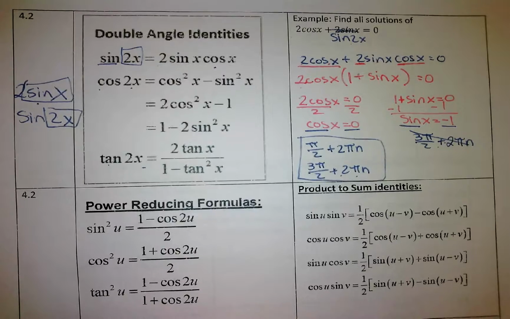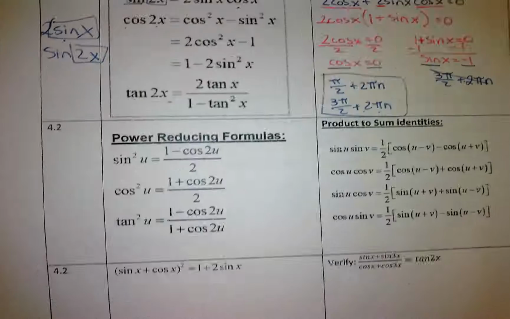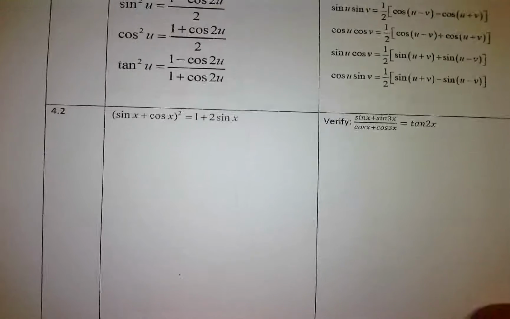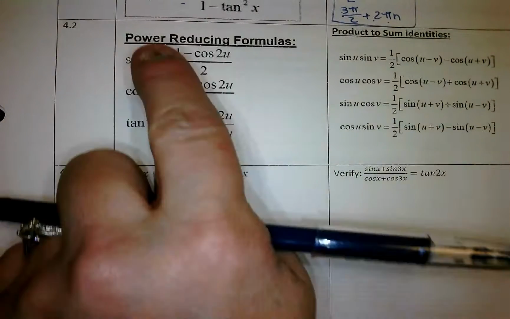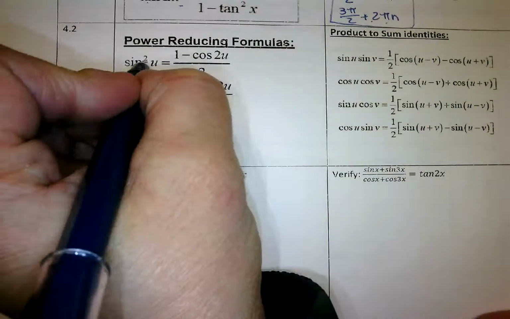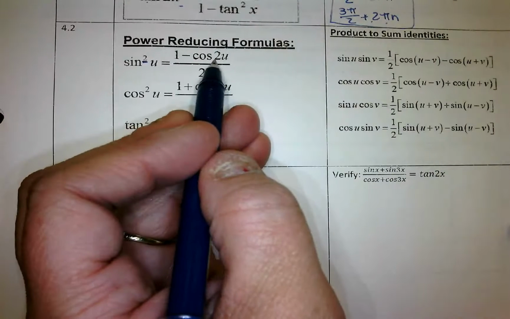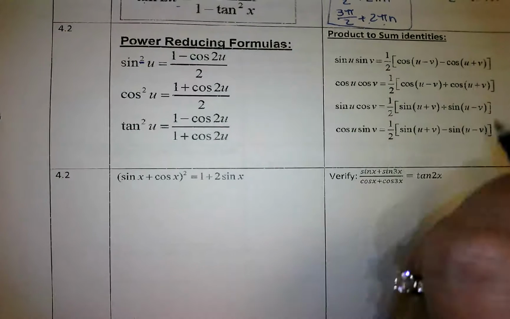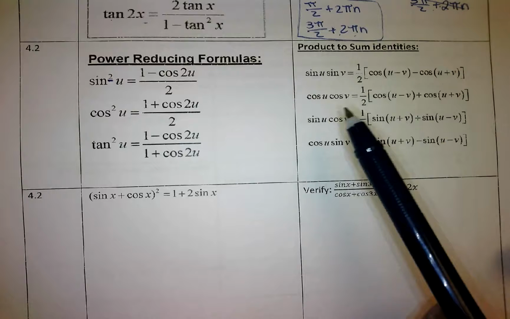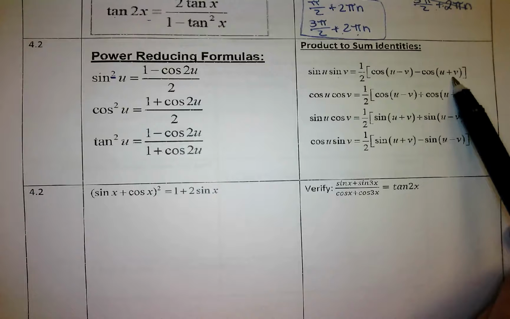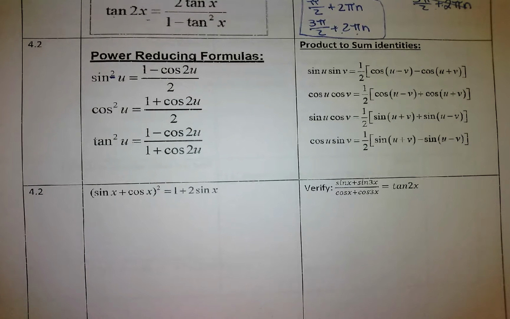So we have just a couple more things to do for 4.2. This is our power reducing formula. All this does is make it go from a squared, a power, an exponent, to being non-exponential. And then we have our product to sum identity. What this does is make it go from a product to a sum, so it goes from multiplication to addition or subtraction. We're going to use these to solve some stuff.